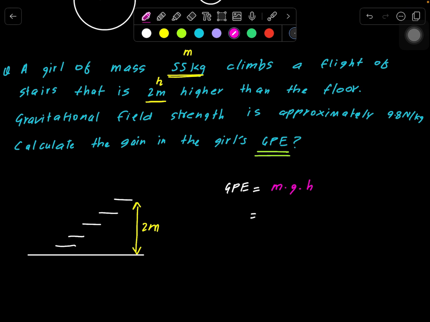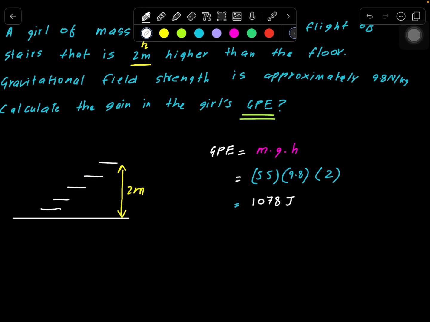The mass here is 55 kilograms. We don't need to do any unit conversion since kilograms is already the standard unit. The value of g is given to be 9.8. And the value of height is 2. So the answer is 1078 joules.